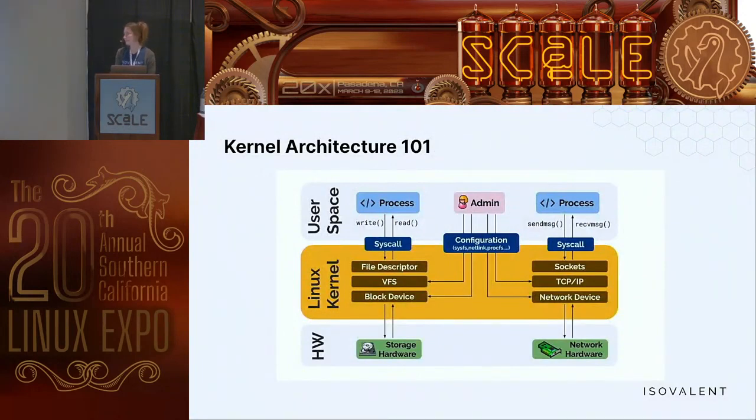So before diving into eBPF, I would do a basic kernel architecture one-on-one, not very deep. I'm not a kernel engineer. You would need to ask John, who is not here today. So basically, we have three spaces: user space on the top, the Linux kernel in the middle, and hardware at the bottom. I put storage and network here. There are many more, but I wanted to simplify it as much as I could.